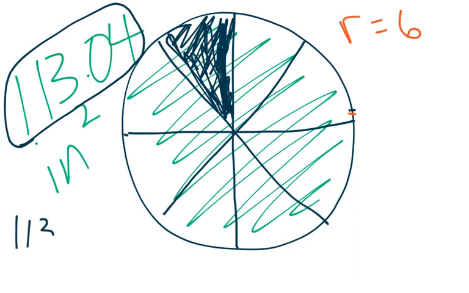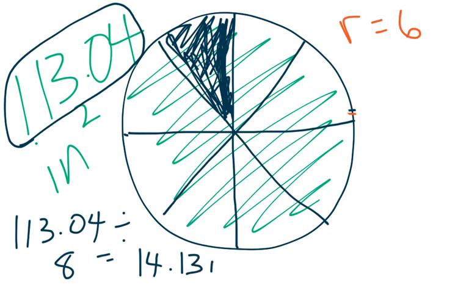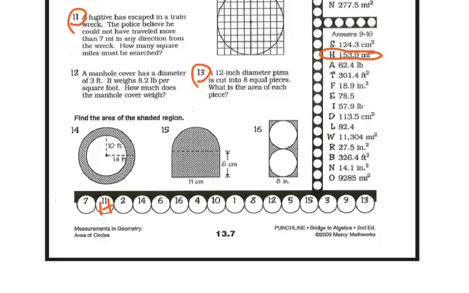So in my calculator, I'm going to take 113.04 and divide it by 8. And I get 14.13 square inches. So let's look and see what it is. And they have it as 14.1 square inches, which is fine. So we're going to put it in here.